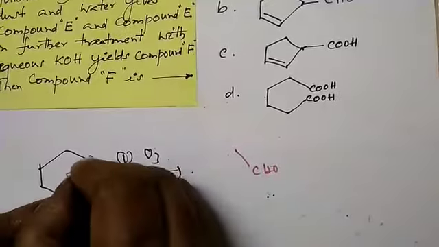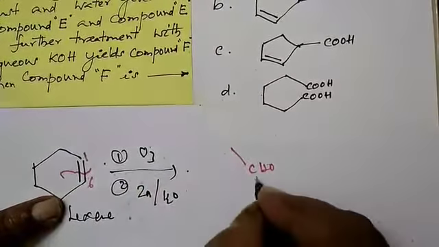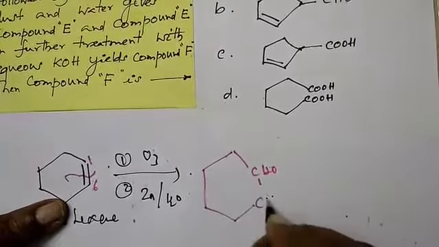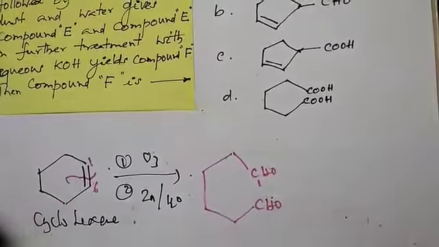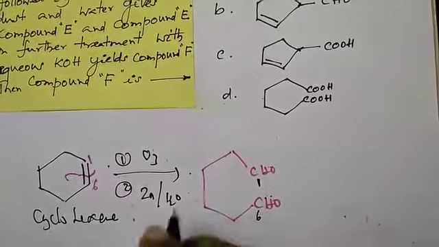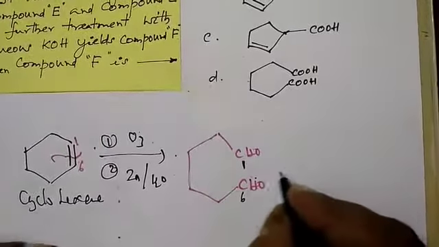This is carbon 1 and this is 6. So 1, 2, 3, 4, 5, 6. Like that you have to do it in a faster manner. And here it is 1, and the carbon number is 6. So this is what you get as the product of ozonolysis.